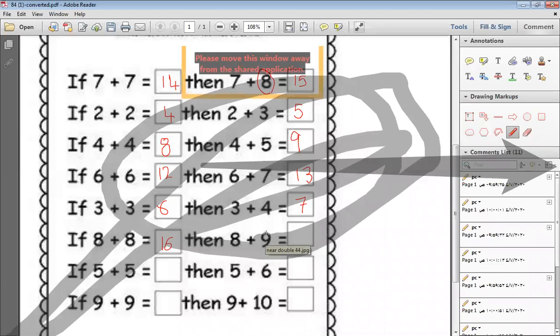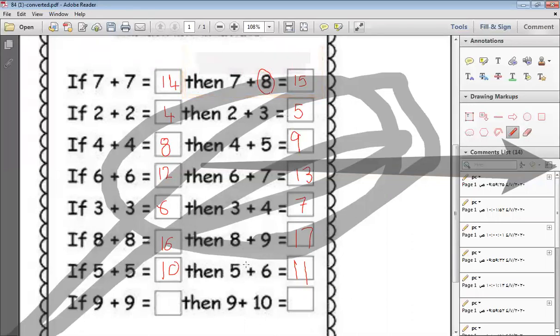8 plus 9, I will add 1 to this answer, so my answer will be 17. 5 plus 5, double of 5 is 10, right? Then 5 plus 6, I will add 1 to the answer, so it will be 11. And I have to make sure: I put the bigger number, which is the 6, in my mind and the 5 on my fingers, and start counting on after the 6: 7, 8, 9, 10, 11. So my answer is right.